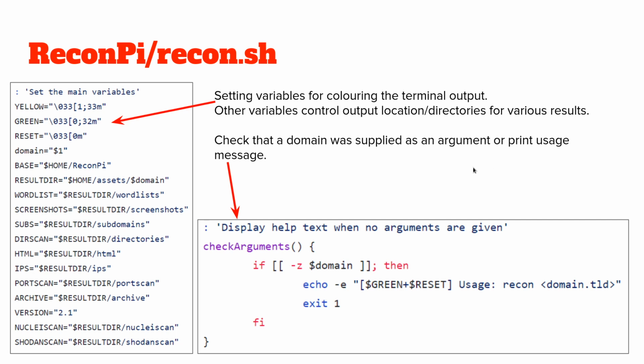Then the application checks to see if you provided it with a command line argument, which needs to be the domain that you want to scan. And if you didn't do that, then it just spits out a warning message. This is how you can check to see if there are args.